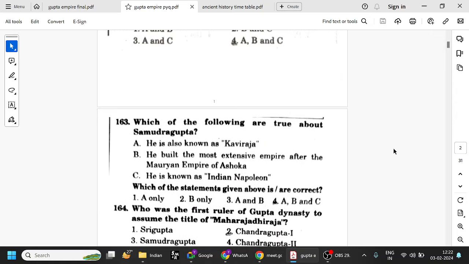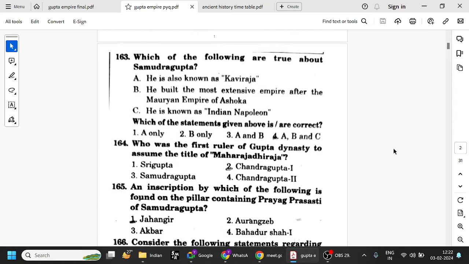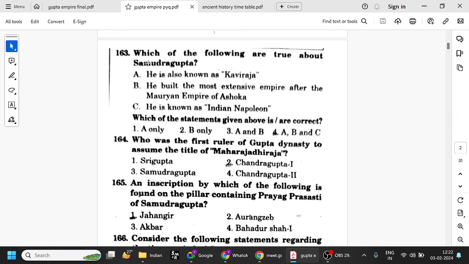Which of the following are true about Samudragupta? He is also known as Kaviraja. So Samudragupta, the one before Kumaragupta, is known as Kaviraja. He built the most extensive empire after the Mauryan Empire. He is also known as the Indian Napoleon. So A and C we have seen just now. B also you have to remember: after Ashoka, he built the most extensive empire. And the invasions of Huns from Central Asia started during Samudragupta.